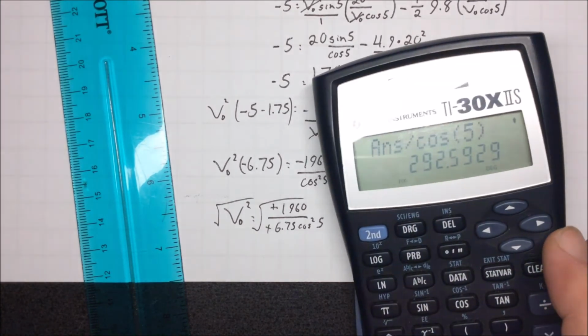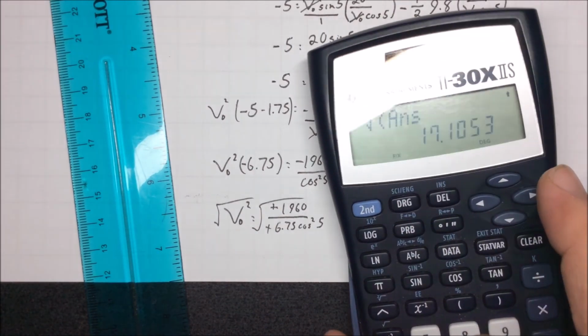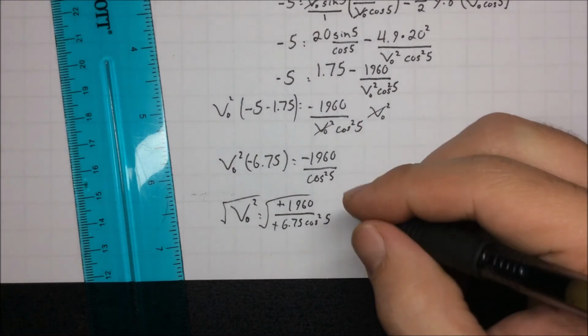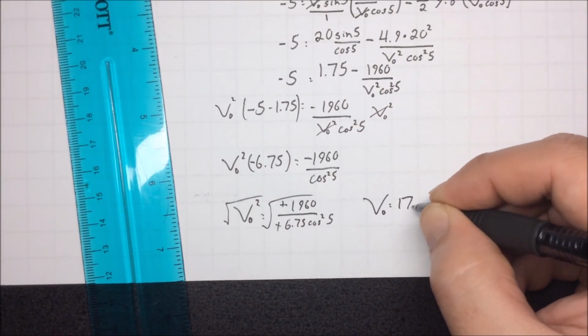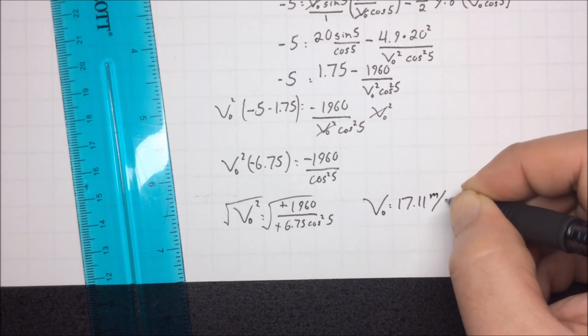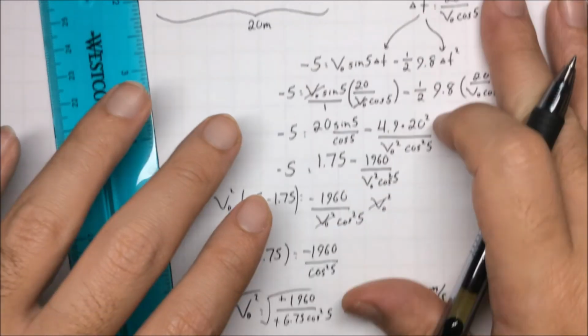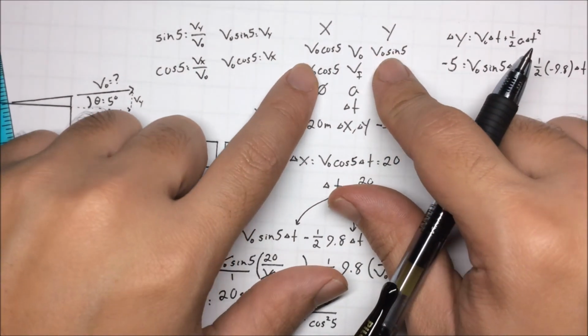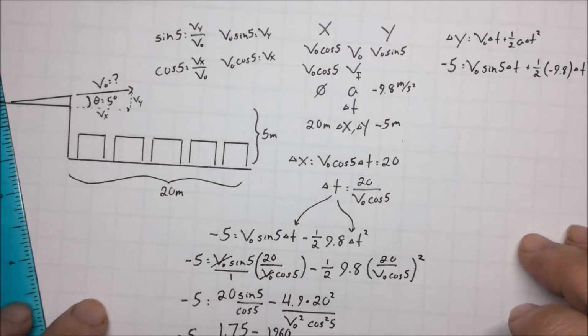And we get a big old number, but we need to square root, which is 17.11. So V naught is equal to 17.11 meters per second to start. And the key here was actually writing our initial velocities in terms of V naught cosine and V naught sine theta. Alright, we will end there.